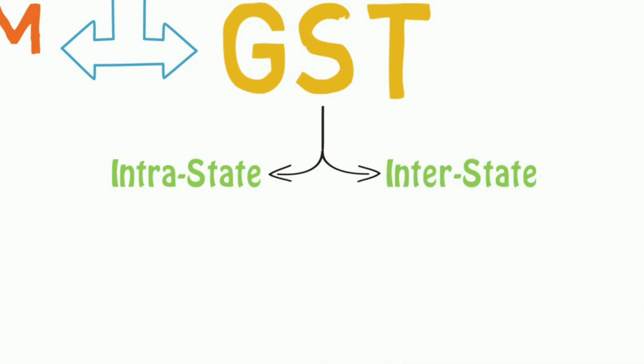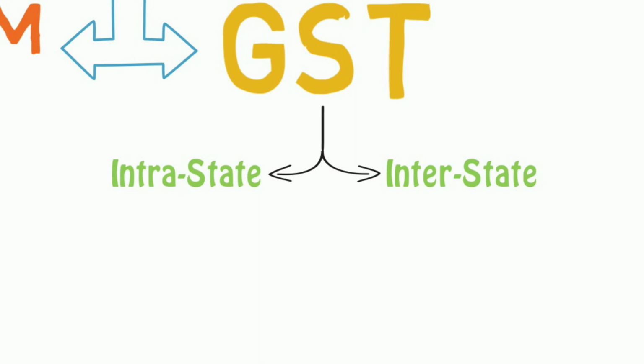Now, intrastate GST is levied when there is supply of goods and services or both within the same state or within the same union territory, and interstate GST is levied when there is supply of goods and services or both between two different states or two different union territories, or also when there is supply of goods and services or both between a state and a union territory.